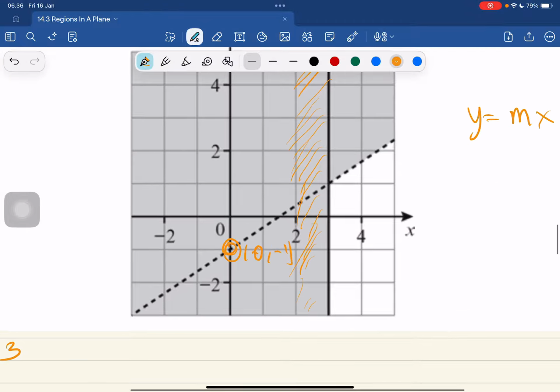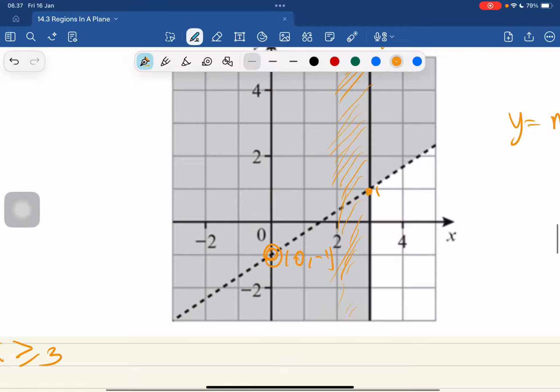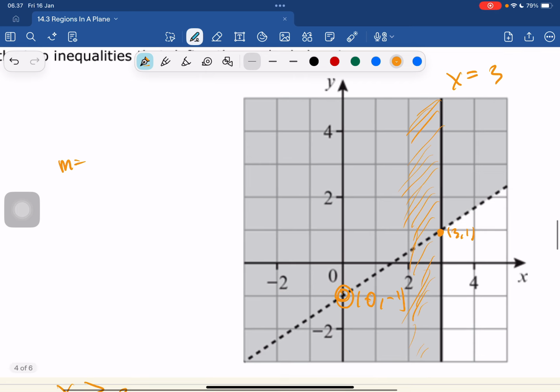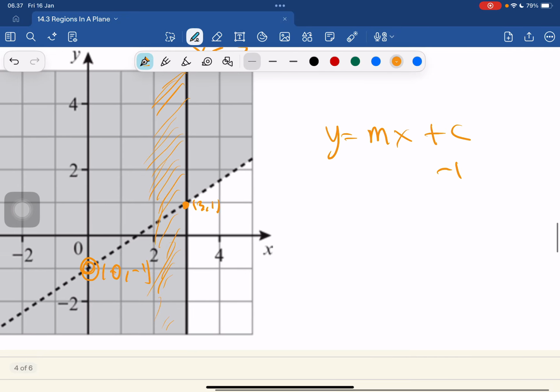Look from here, 0, 1. Here we go, 3 and 1. So this is 3 and 1. So the gradient is going to be 1 minus -1, and then we divide by 3 minus 0. So the gradient is going to be 2 over 3. Okay, let's put it: y equal to 2 over 3x minus 1.